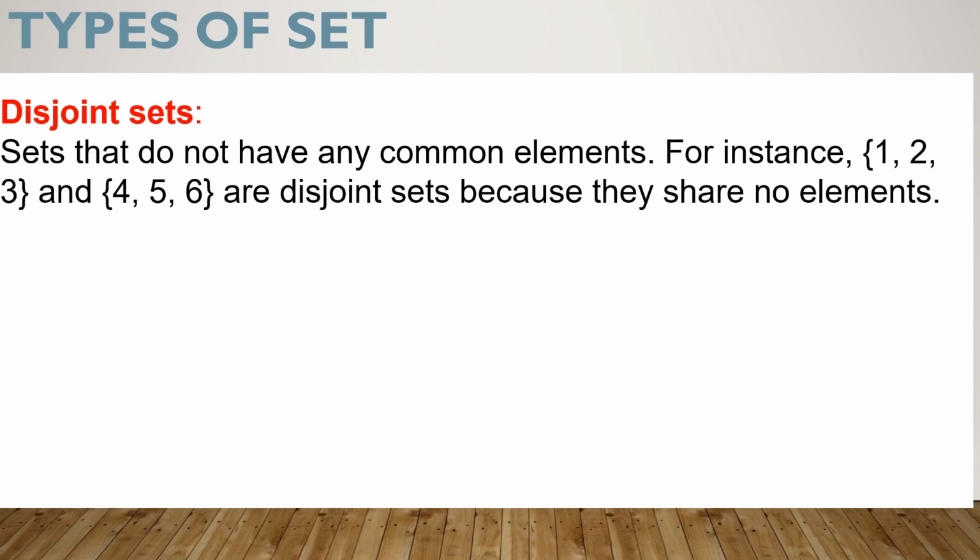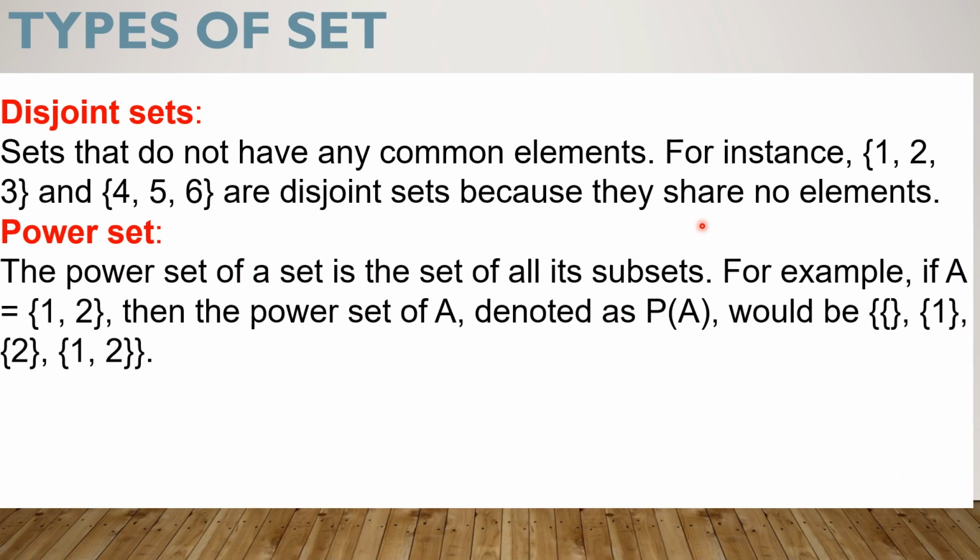For example, we can see on the screen here, we have two sets, 1 2 3 and 4 5 6. These two sets are known as disjoint sets because they share no elements. Next one is power set. The power set of a set is the set of all its subsets.